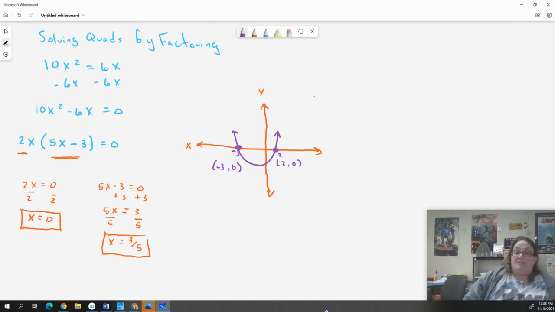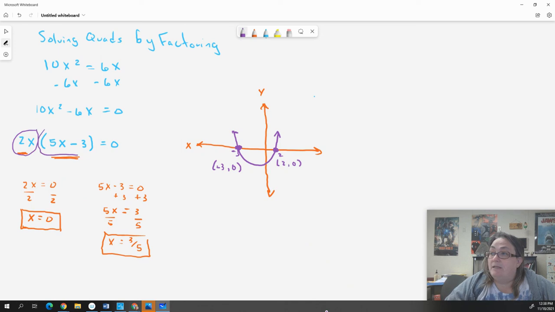So it makes sense that if I have this equation set equal to 0, that means my y is equal to 0. I just need to find out what I can do to these pieces that will make them equal 0 to find the solutions, right? What makes 2x equal to 0? Well, if x is 0. What makes 5x minus 3 equal to 0? Well, if x equals 3/5, it's 0.